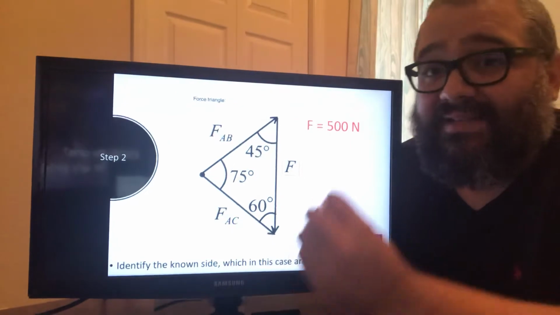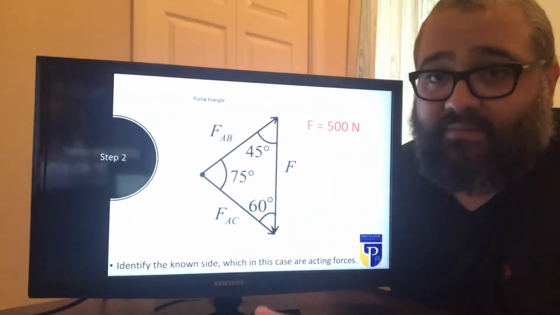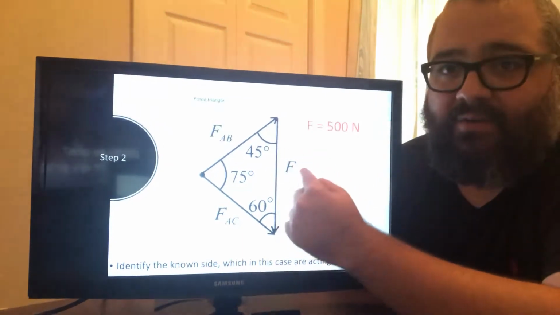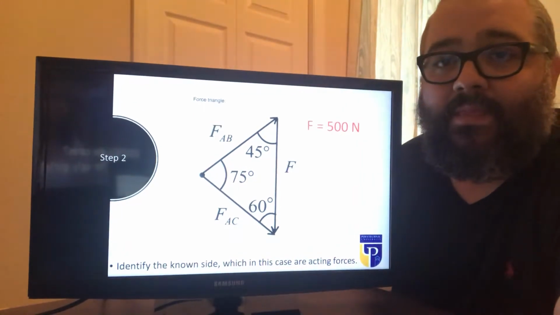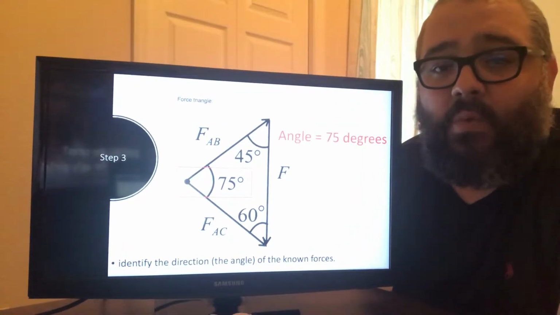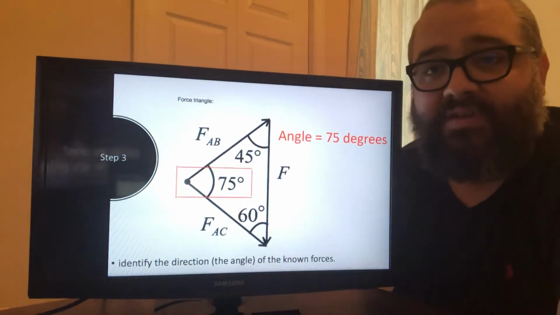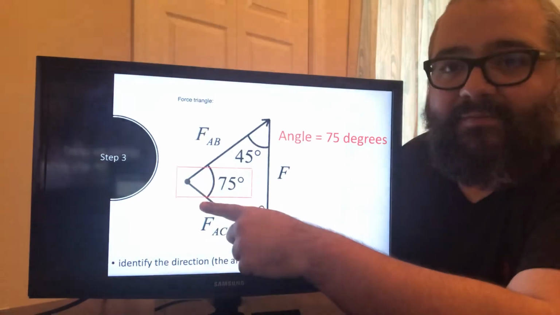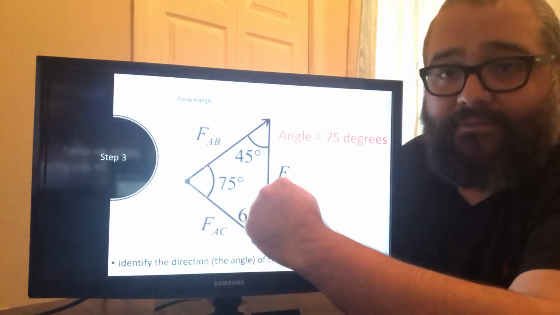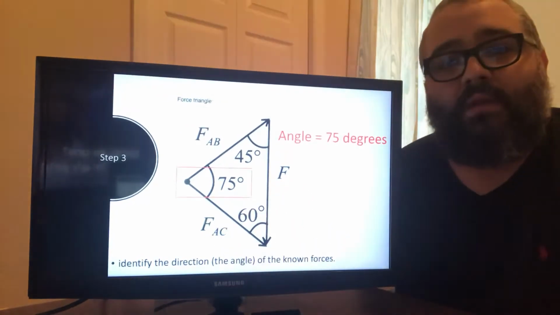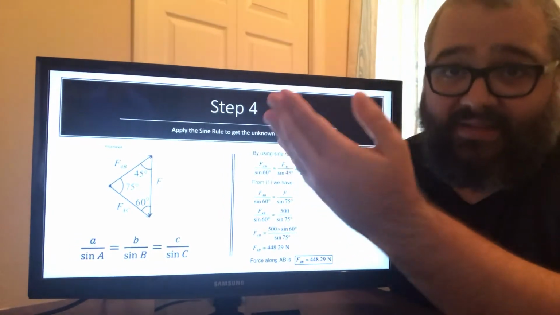The second step is to identify the known side, which in this case is an acting force, which is this side right here, that F equals 500 newtons. The third step will be to identify the direction or the angle that goes with this known force. In this case, it's the 75 degrees, which is the angle right in front of the known force. Now, the fourth step is to apply the sine rule.